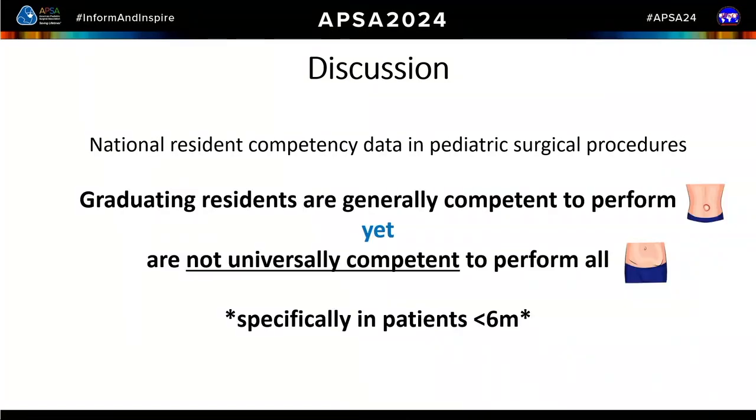Our study revealed that graduating general surgery residents are generally considered competent to perform pediatric umbilical hernia repairs, but are not necessarily universally competent to perform all pediatric inguinal hernia repairs. And specifically, they might not be universally ready to perform inguinal hernia repairs in patients less than 6 months old. And we believe these results are in line with prior studies, including the Right Surgeon, Right Child Initiative, as well as some of the recommendations from the Task Force in Rural Surgery.